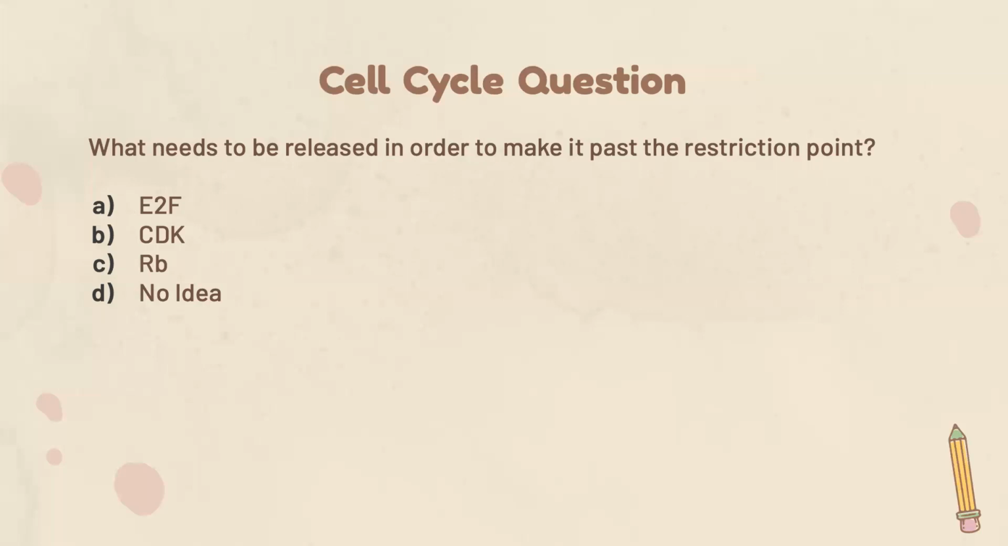All right, next question. What needs to be released in order to make it past the restriction point? Yep. Pretty simple. RB holds E2F inactive. Once RB is phosphorylated by CDK, once it becomes active, it can release E2F, and then E2F can do its job as a transcription factor that upregulates transcription of S phase proteins.